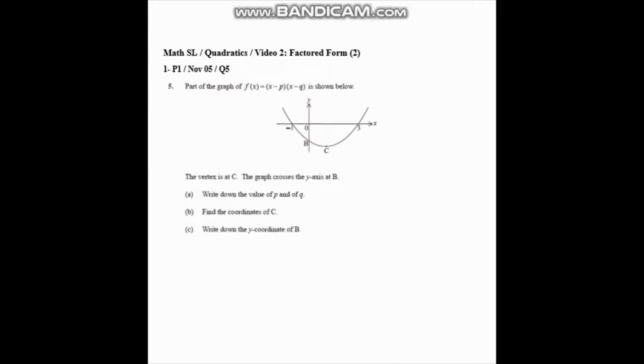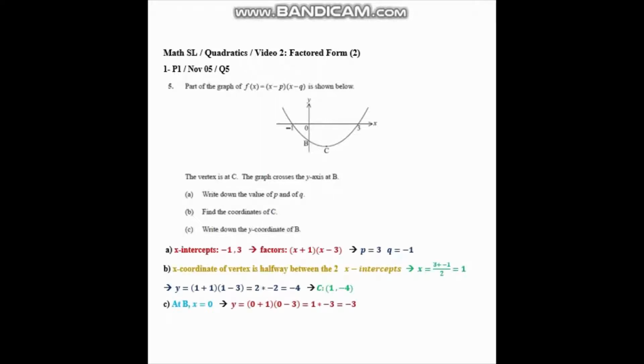So question 1 came in paper 1, November 2005, question 5. Kindly take a minute and attempt to solve, and the answer shall follow through shortly. So you are given that f of x equals x minus p times x minus q, and you are required to write down the value of p and q based on the drawing, this graph right there.